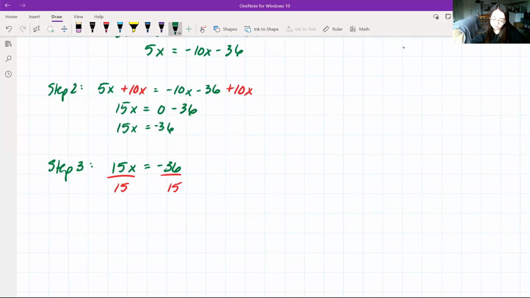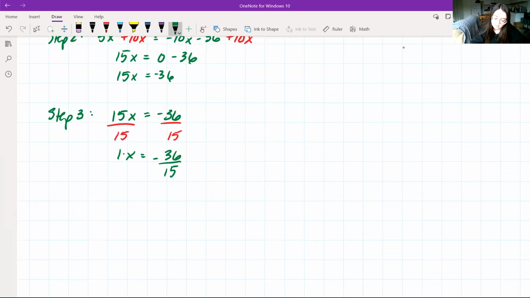And now this will give us 1 times x is equal to negative 36 divided by 15. And now we want to simplify. So we have negative 36 over 15. Since 36 was negative and 15 was not, we know our answer itself is negative, so we can just write our negative on the outside.